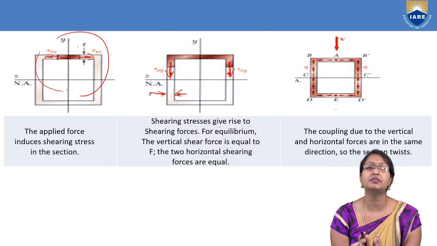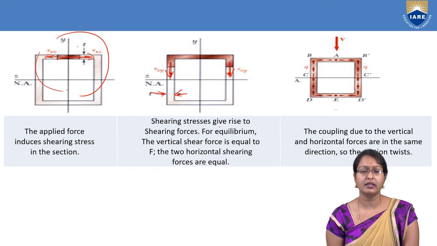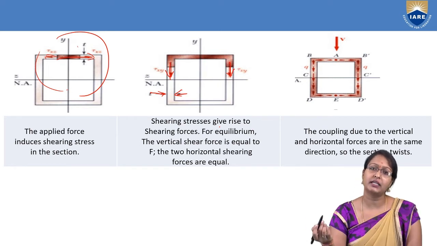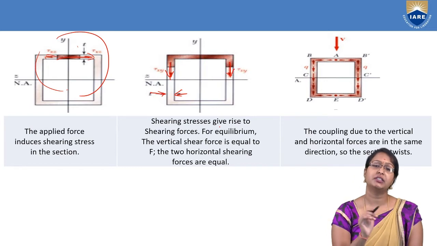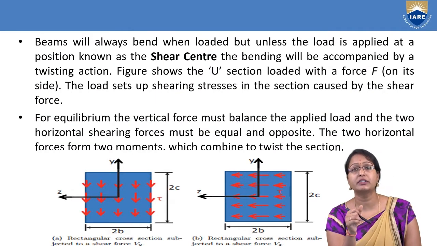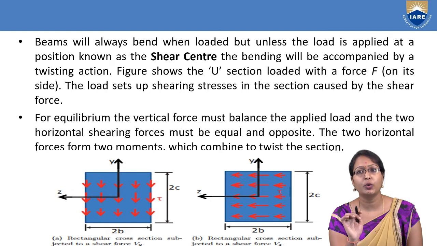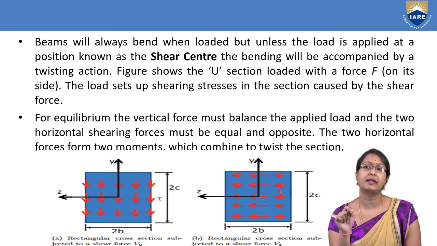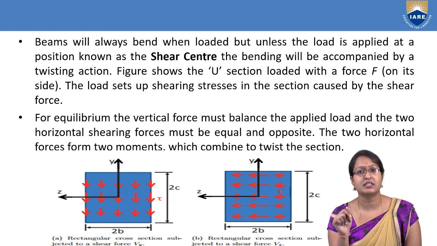What we need is only pure bending without any twisting. Until we get it, we do the experiment by changing our weights from the center point outwards. A beam will always bend when loaded, but unless the load is applied at a position known as the shear center, the bending will be accompanied by a twisting action.